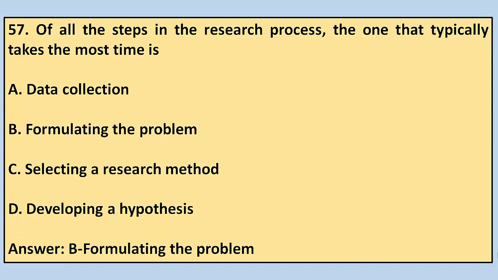Of all the steps in the research process, the one that typically takes the most time is: A, data collection; B, formulating the problem; C, selecting the research method; and D, developing the hypothesis. Answer is B, formulating the problem.